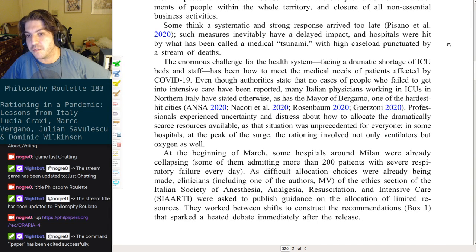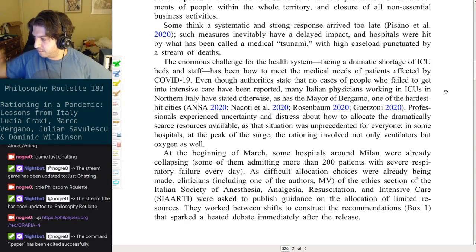The enormous challenge for the health system, facing dramatic shortage of ICU bed and staff, has been how to meet the medical needs of patients affected by COVID-19. Even though authorities state that no cases of people who failed to get into intensive care have been reported, many Italian physicians working in ICUs in northern Italy have stated otherwise, as has the mayor of Bergamo, one of the hardest hit cities.